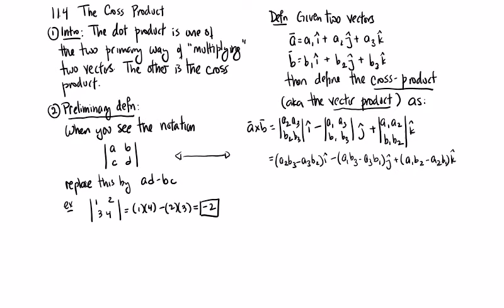In fact, the book takes this middle one right here and it distributes the negative sign. So this could actually be written as plus A3B1 minus A1B3. Here's the problem: this calculation, let me circle this form right here, at least for me, this is hard to remember.